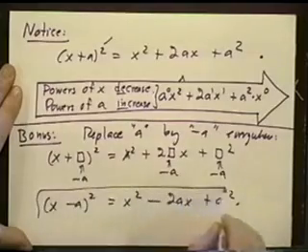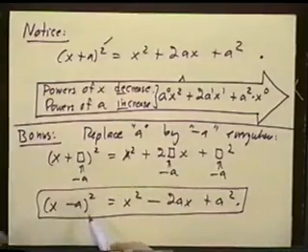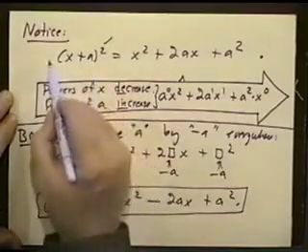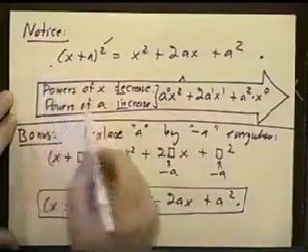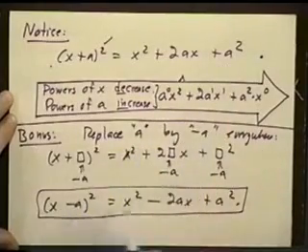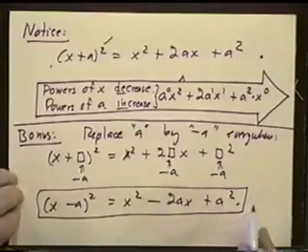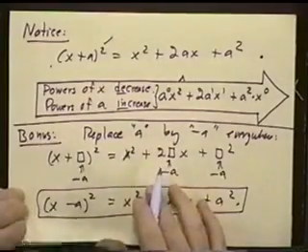And lo and behold, you have another identity. This one came free. If you started with the original one, which I boxed on the other page, and you replace a everywhere by minus a, you get a new one. So you don't have to memorize 2 different identities. You get one, and then the other one, you know how to get it. All right, good. Well, if that works for squares, it should also work for cubes.